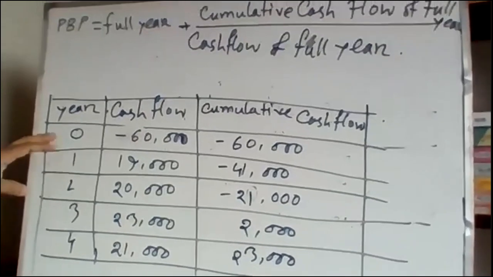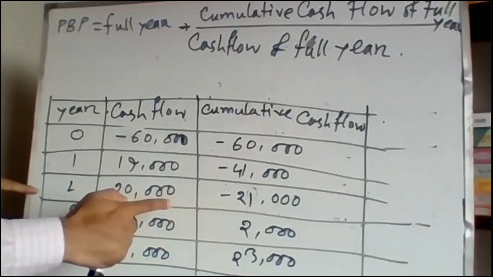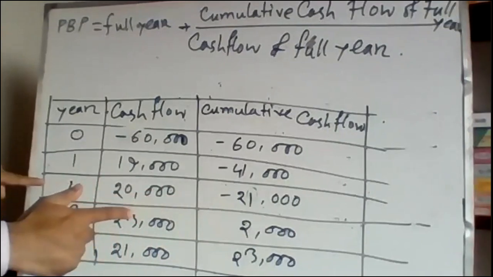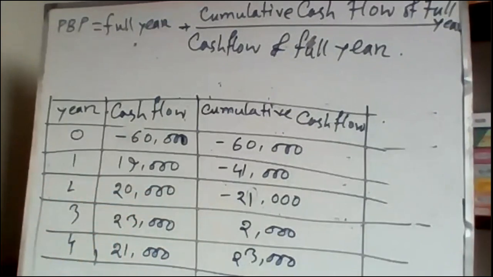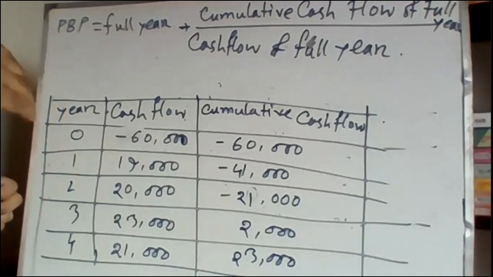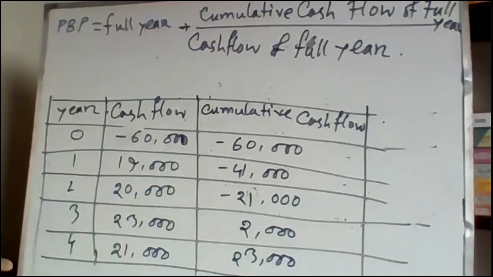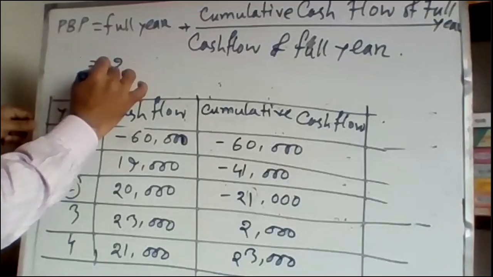Look at the last minus figure, where we have got the last minus figure. Tell me, in which year is the cumulative cash flow the last minus figure? In which year is it? 21,000. Year 2. Year number 2. So year number 2 will be the full year. Okay, so I have to write here 2 plus.